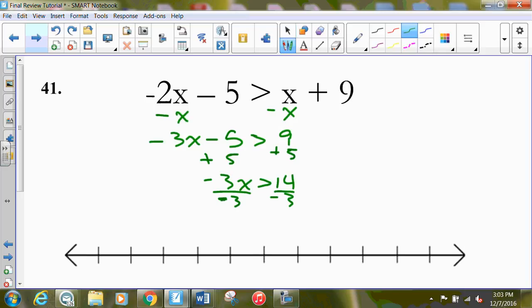All right, so here we go. Oh my goodness, I divided both sides by a negative. I've got to flip that. And I've got x is less than negative 14 thirds. If you want, you can change that to a decimal. I'm not going to right now. I'm just going to leave it as negative 14 thirds. Open circle, shade to the left.